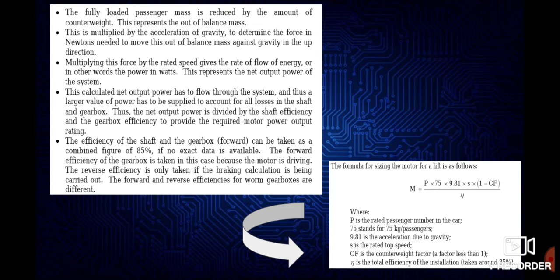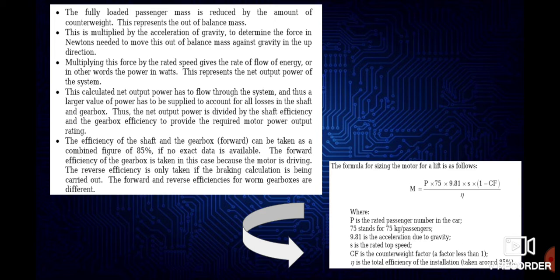So this basically represents the out of balance mass. This, when multiplied by the acceleration of gravity, gives the force needed to move this out of balance mass against gravity in the upward direction. Multiplying this force by the rated speed gives the rate of flow of energy, or in other words the power in watts. So this basically represents the net output power of the system.